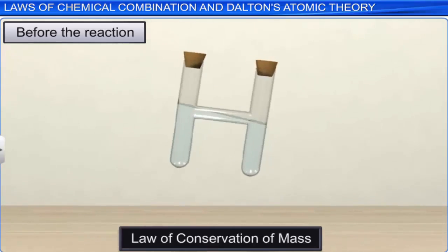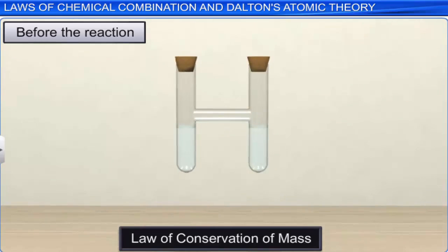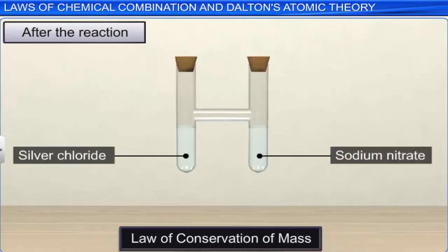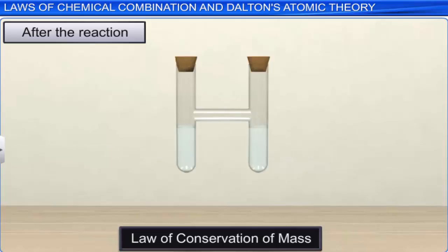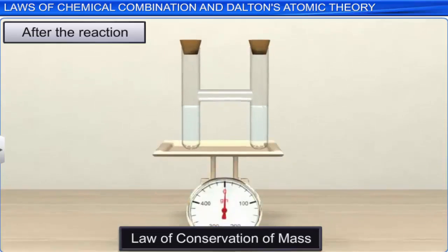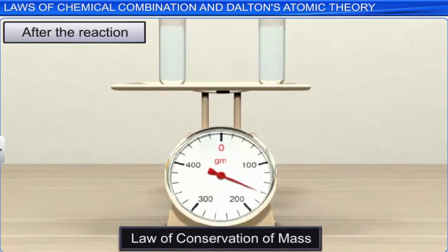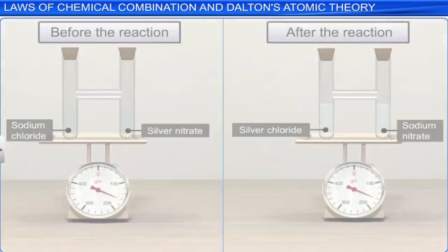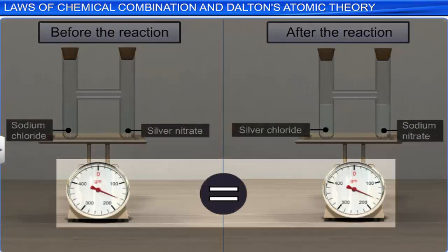Now, tilt the tube to mix the solutions thoroughly. Reaction takes place, and we notice that a white precipitate of silver chloride is formed in the tube along with sodium nitrate solution. Let's weigh the tube after the reaction. We observe that the weight remains the same.